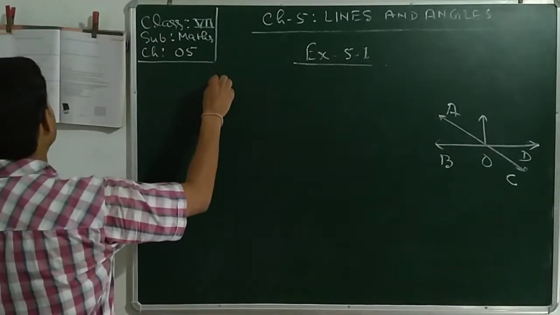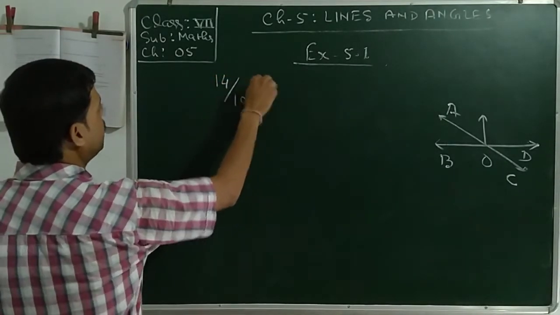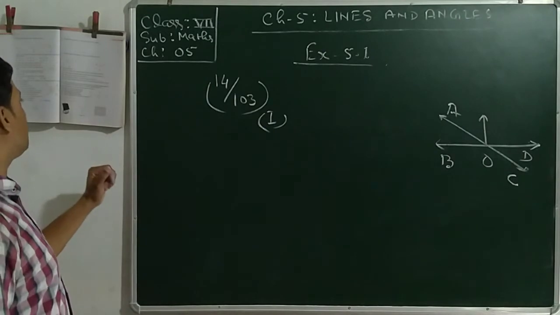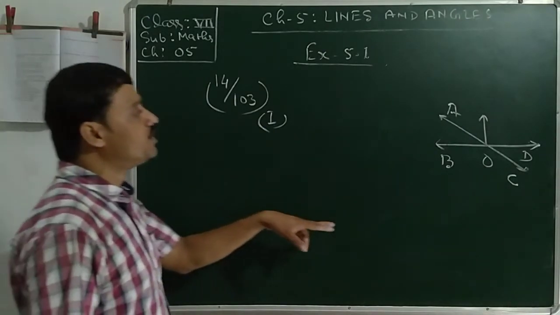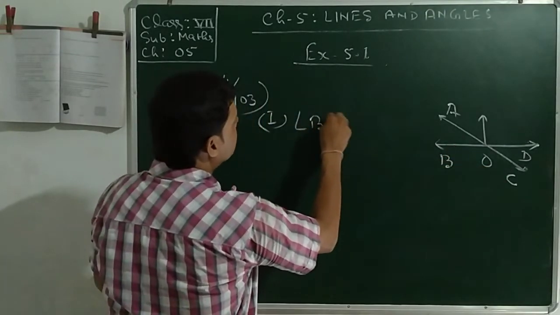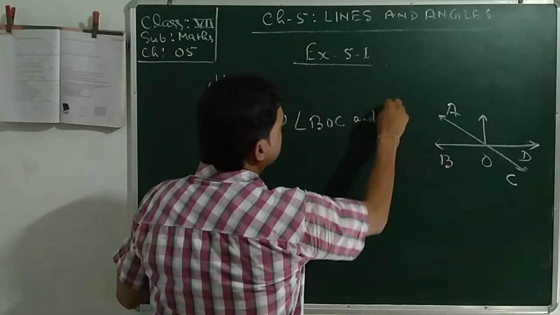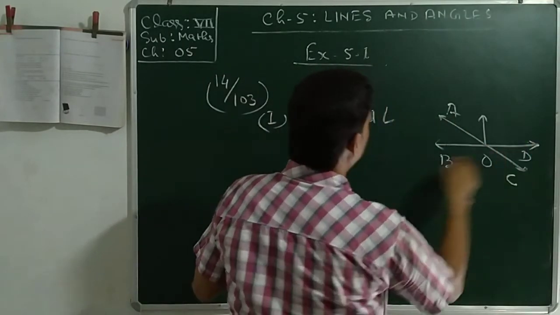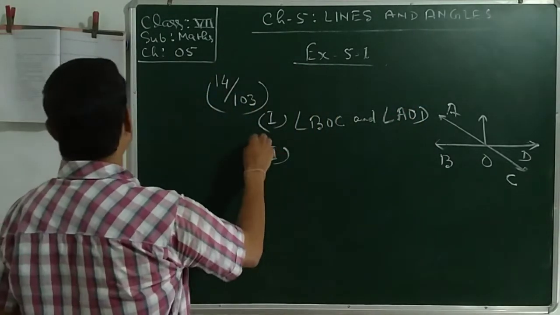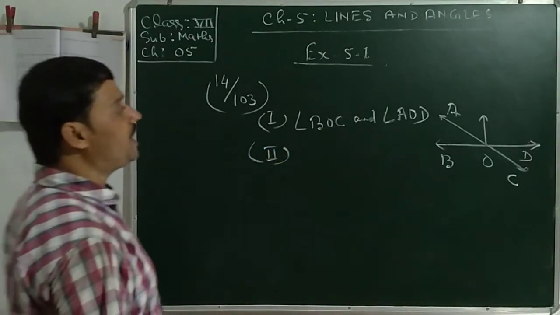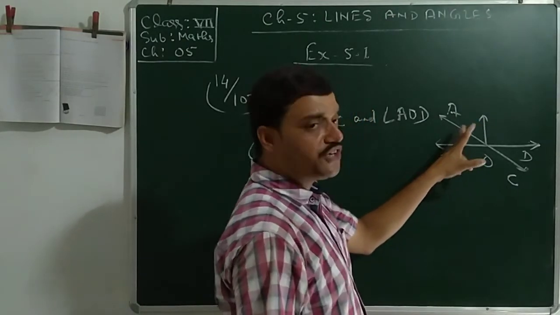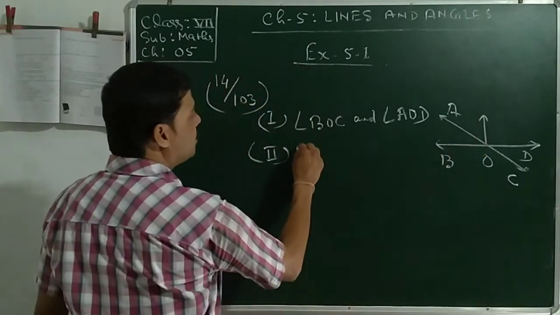You are asked in the 14 number, that is from page 103, first one: in the adjoining figure, name the following pairs of angles. Obtuse vertically opposite angles. Vertically opposite angles, of course, angle BOC, and obtuse is angle AOD. No other pair is there. Similarly, second one, adjacent complementary angles. Adjacent complementary angles complete 90 degrees.